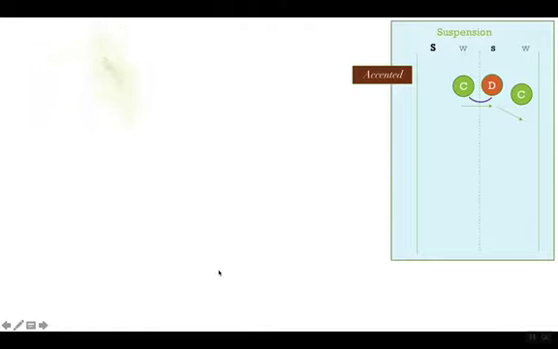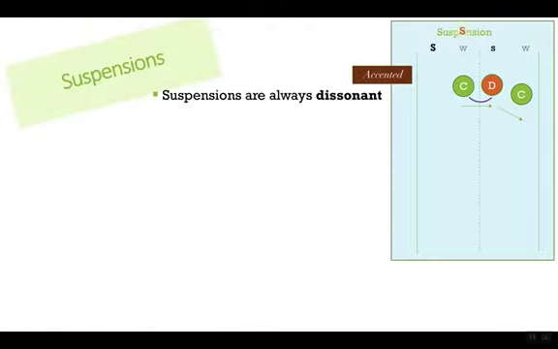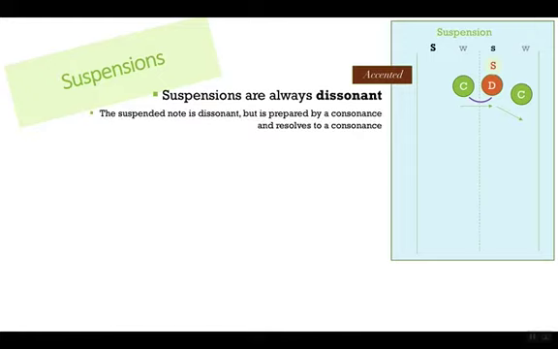Here we are talking about suspensions. Suspensions are always going to be dissonant. The suspended note is dissonant. This is the suspended note, marked with an S. It's tricky: S means suspension, and strong means weak, weak. This means suspension, this means dissonance, consonance, consonance. The suspended note is always going to be dissonant, but it's going to be prepared by a consonance, and it's going to resolve to a consonance.